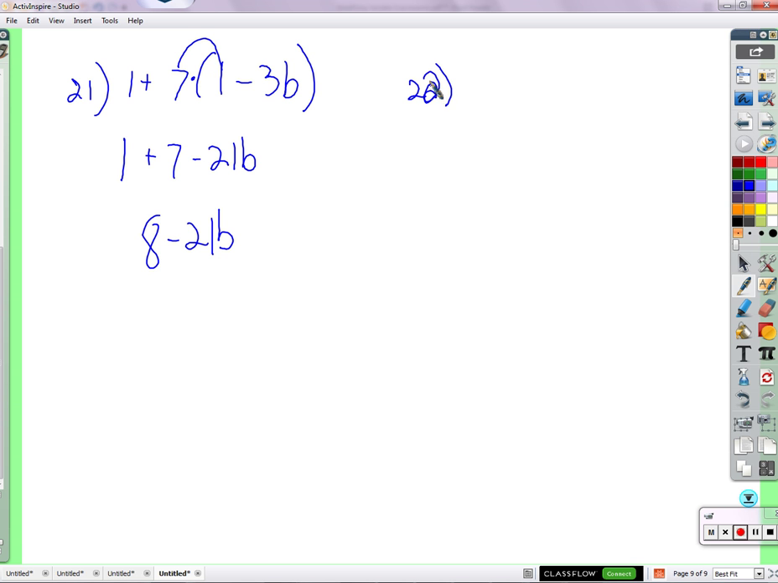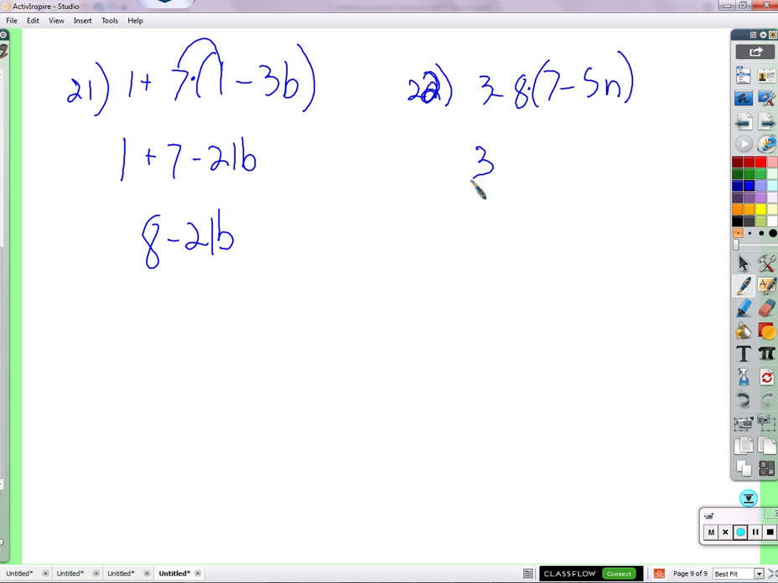I guess 22. Somebody asked the question about 22. So we don't do 3 minus 8 is negative 5, because negative 8 is being multiplied, and we multiply before we add or subtract. And how do we multiply this negative 8? By the parentheses, the distributive property. All right, so when I distribute that negative 8, what do I wind up with?